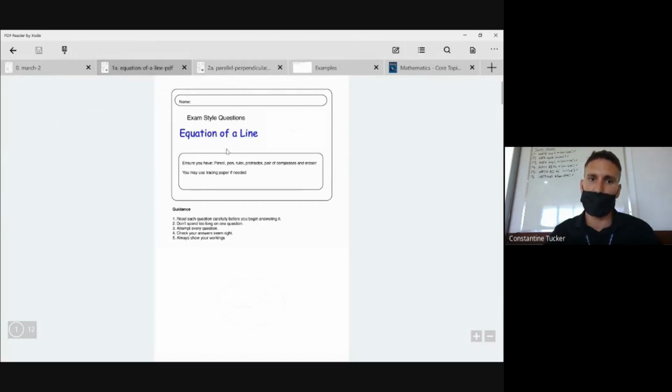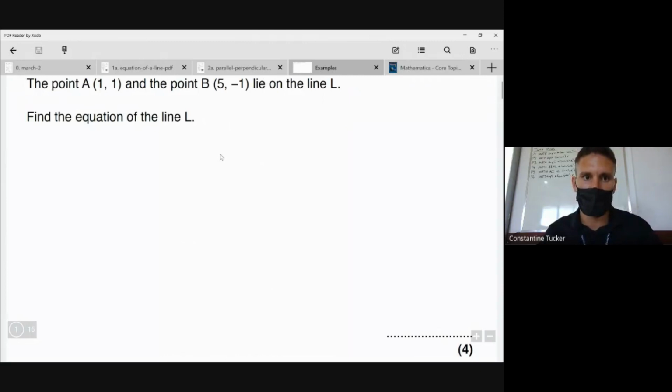So in this lesson, we're going to revise this, which is a GCSE topic. We're going to see a couple of examples just to refresh our memories on this topic, and then we're going to move on to the relevant IB topic.